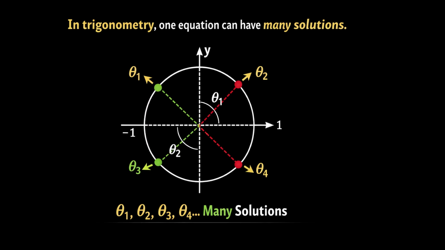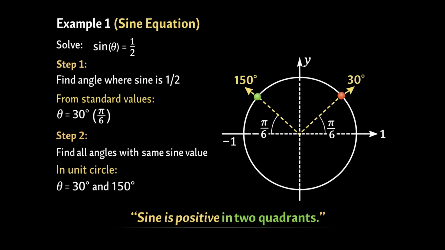Solving a trigonometric equation means finding all angles that satisfy the equation. In trigonometry, one equation can have many solutions. Let's solve an equation. Sin theta is equal to 1 by 2. So find the angle where sine is 1 by 2. For the standard value, theta is equal to 30 degrees. So sine 30 is equal to 1 by 2. And now find all angles where the same sine value applies. In a unit circle, theta is equal to 30 degrees and 150 degrees. In both angles, sine is 1 by 2. That means sine is positive in two quadrants.